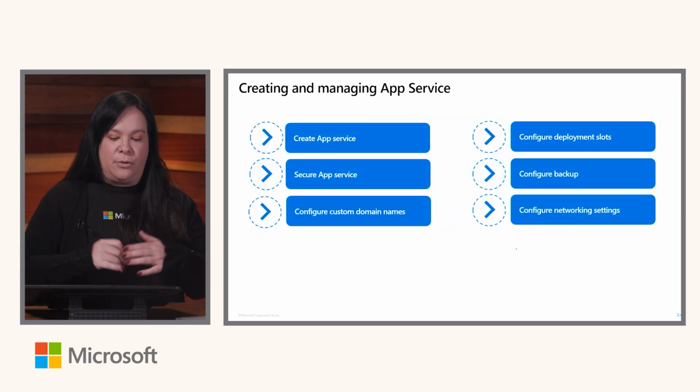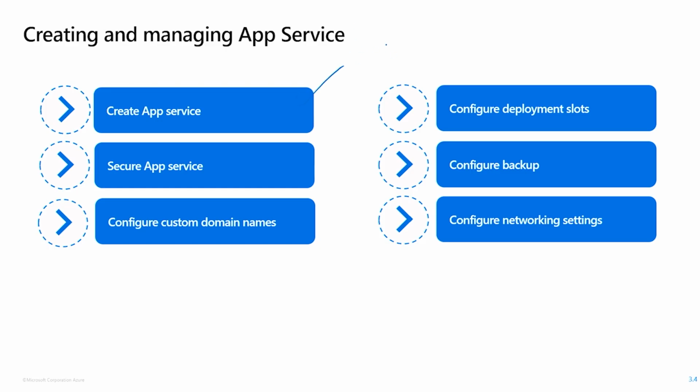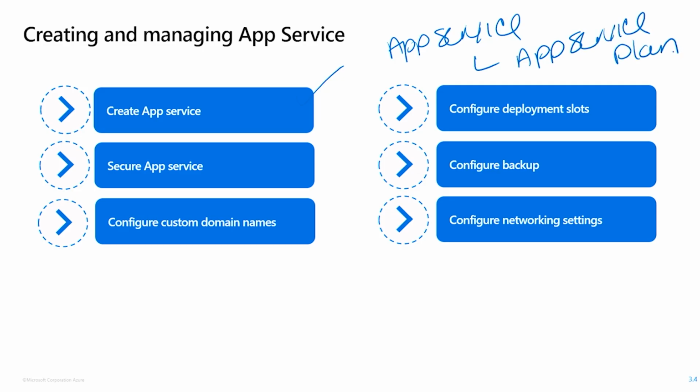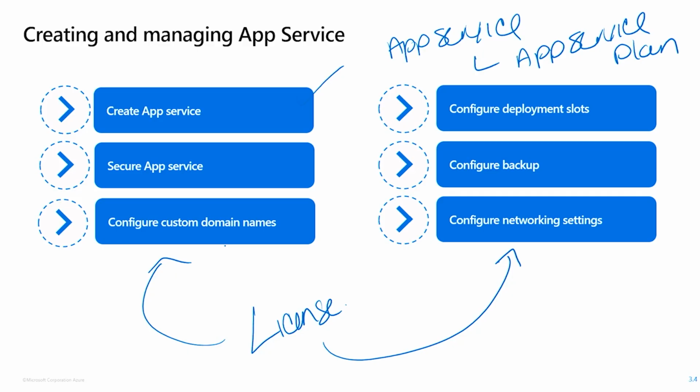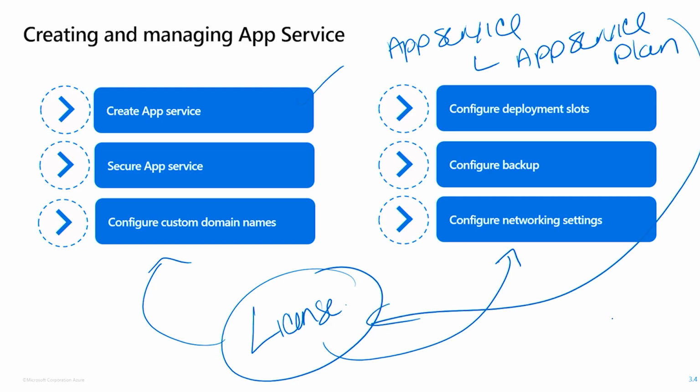So, the whole creating and managing of the app service: how to create an app service, and that the app service goes with an app service plan. They go hand in hand together. Based on the license that you pick, what features are you going to get? Will you be able to work with deployment slots? Will I be able to scale up and scale out? Will I be able to run backups? That's all about the licensing, and that's all part of your app service plan. So know all of that.